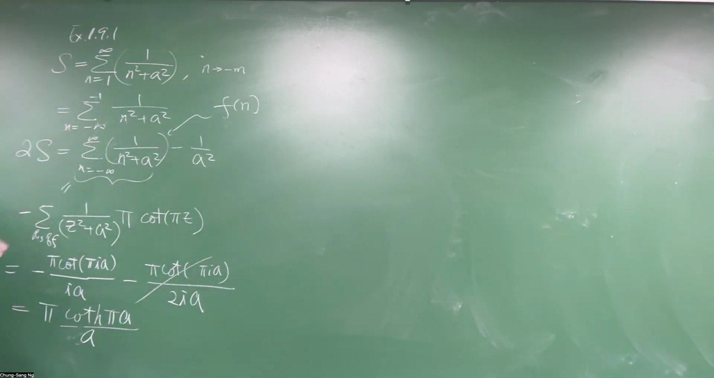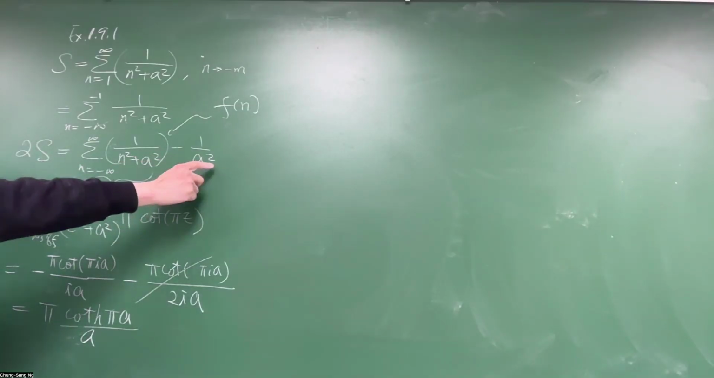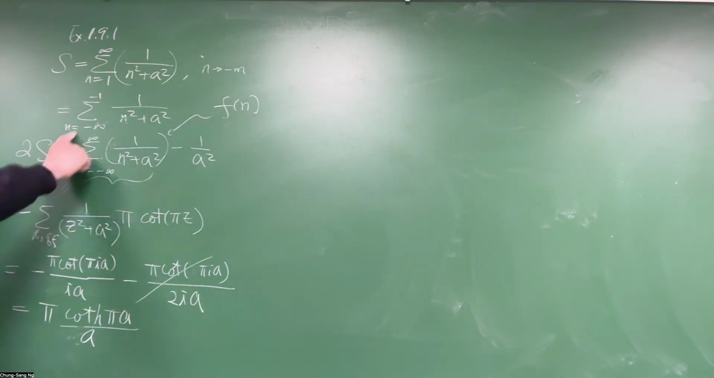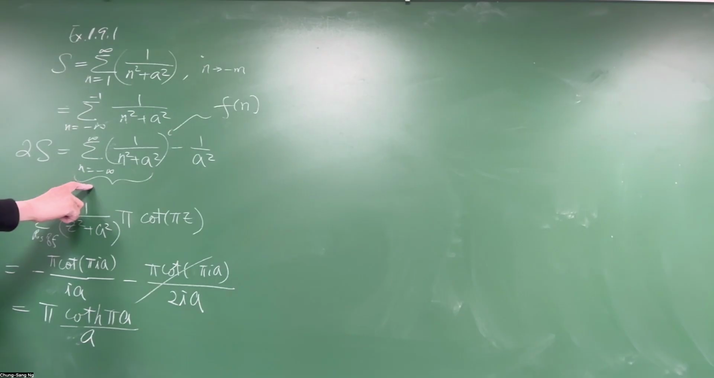So what we did is manipulate it to get a sum over all the positive integers. So this sum S now satisfies this equation: 2S plus this sum minus the n equals 0 term equals that. But this sum, we can use the formula, and using the formula, you get that. Then you use this equation to solve for S. Is that okay?